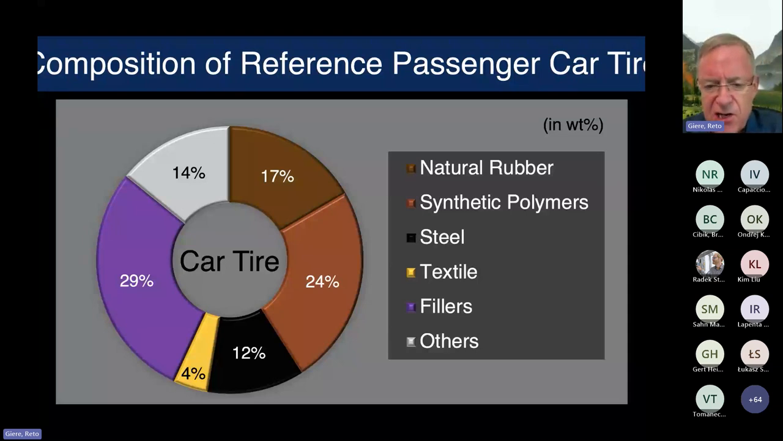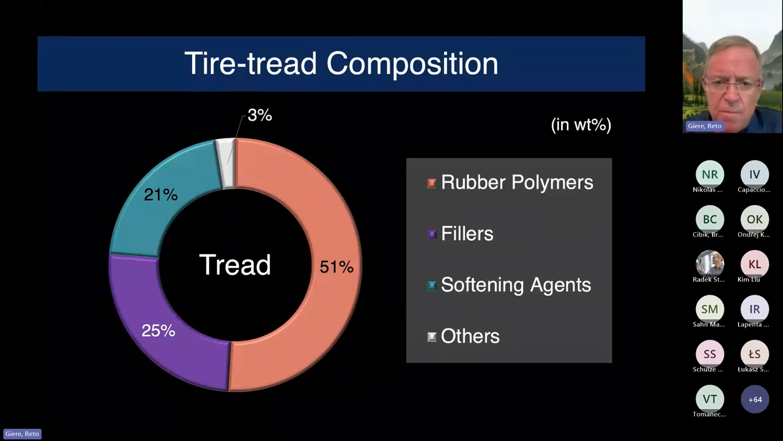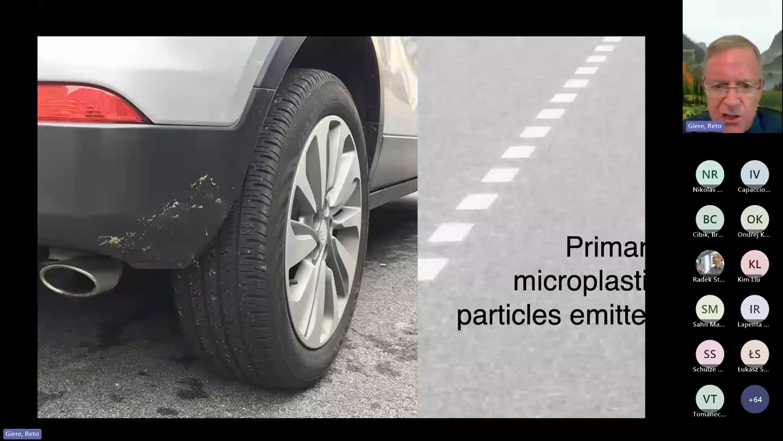Now, when we drive a car and we actually abrade the tires, what is abraded is not the entire tire, but it's actually the tread. So we have to know what the tread is composed of. And this is data from a paper that shows a Danish tire, about 51% rubber polymers. And the rest are different components, fillers and softening agents and anti-ozonants and things like that. So what this means is that as we drive a car and we abrade our tires, we emit a high amount of rubber polymers, which, in a current description, is actually a plastic. So tire particles are actually microplastics.